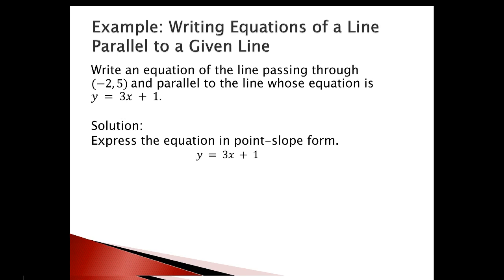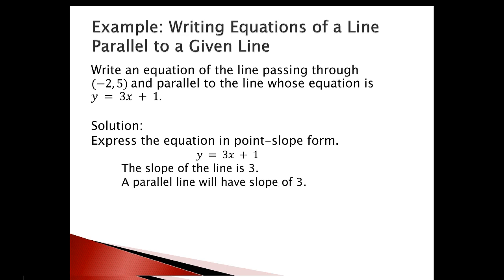So it is given that y is equal to 3x + 1, and by using this equation we can find the slope of this line. We know that the slope is equal to 3, and this implies a parallel line will have a slope of 3.